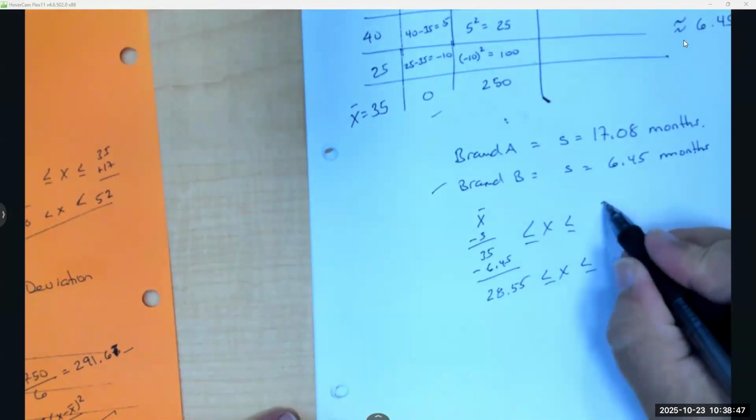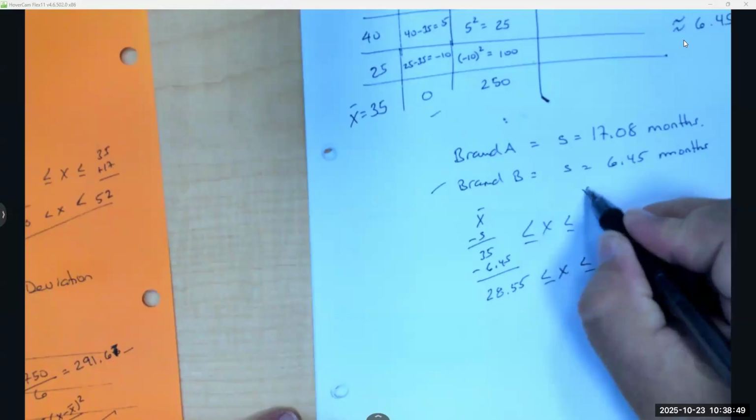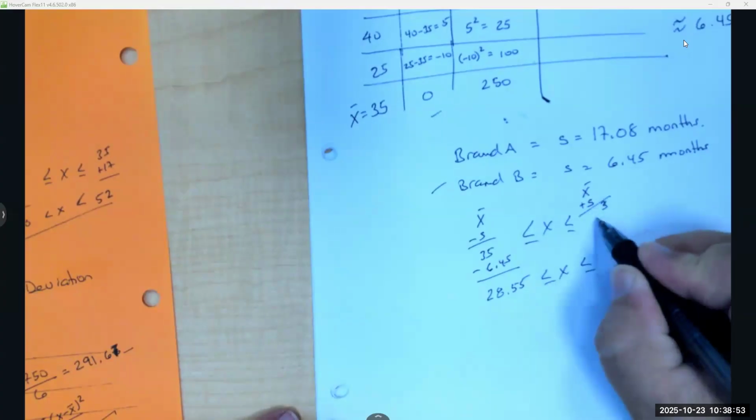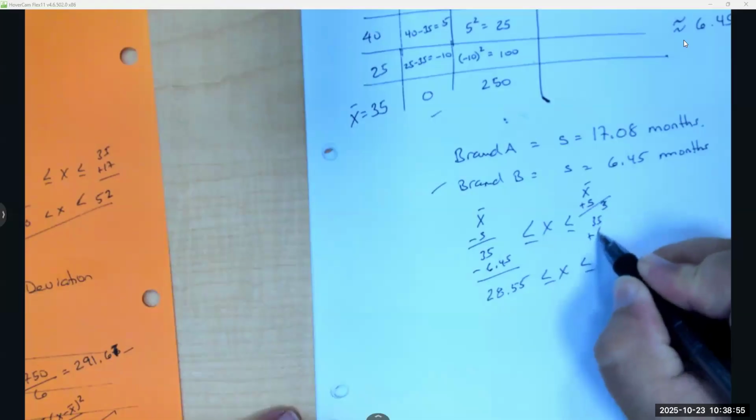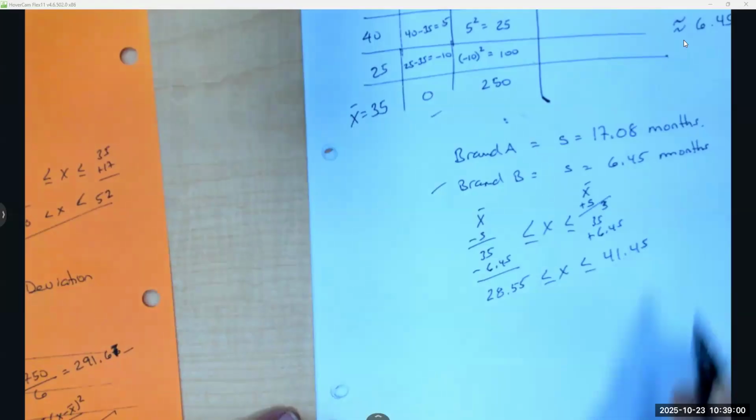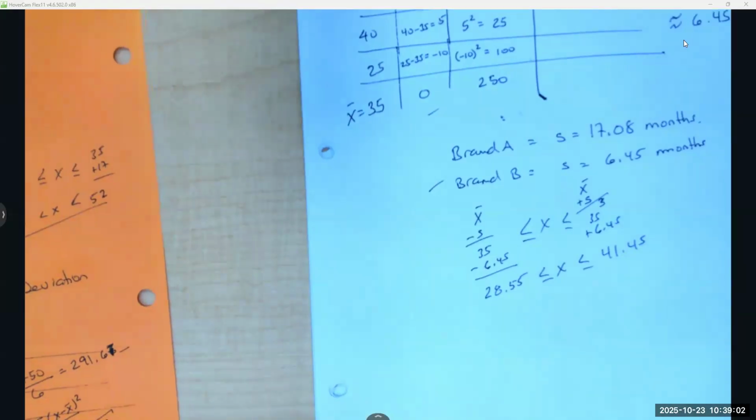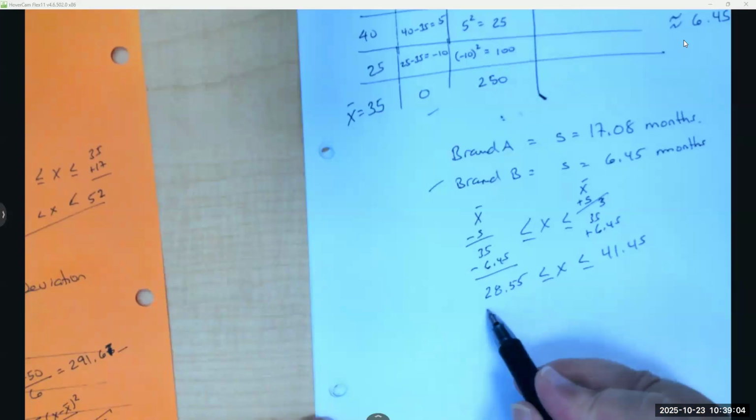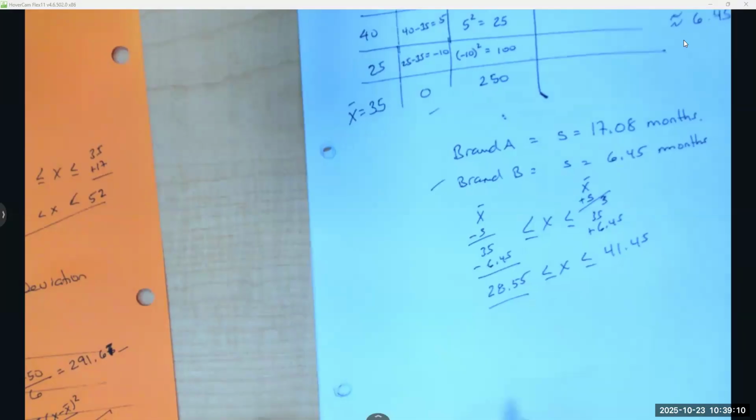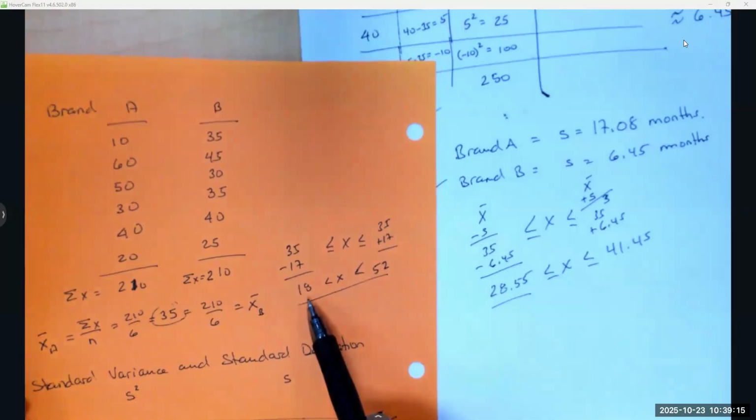And the other one is the average X bar plus my standard deviation. So it's 35 plus 6.45, which is 41.45. So with this one, your house is safe for 28 months. Brand A can start peeling after a year and a half.